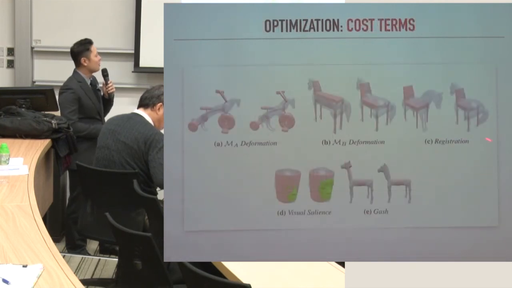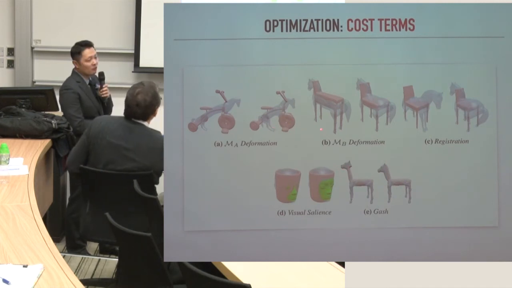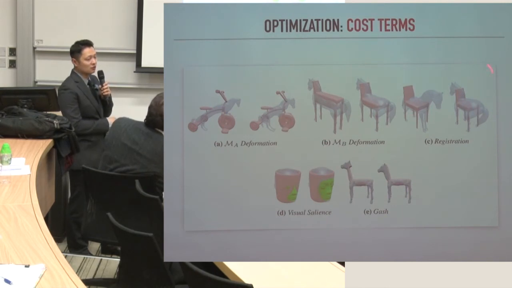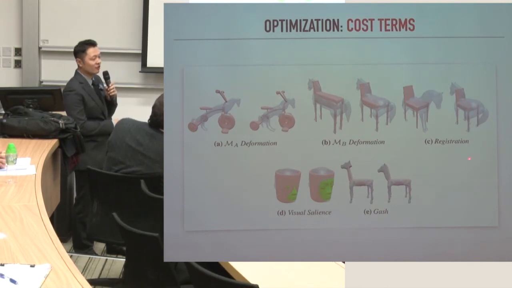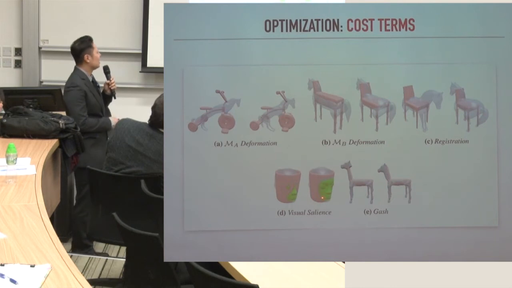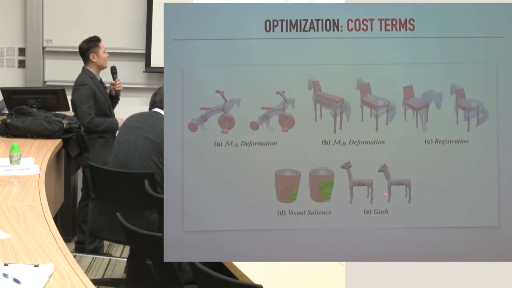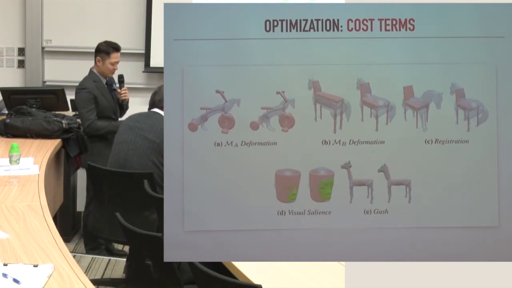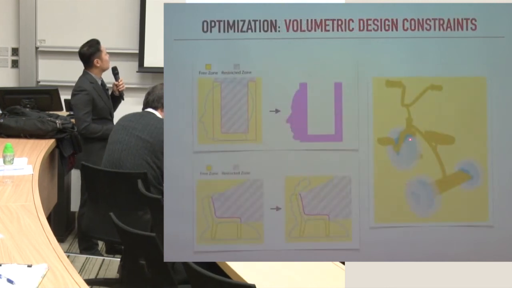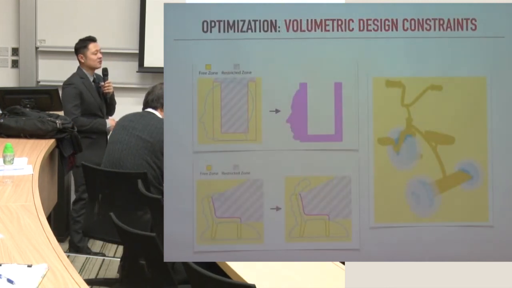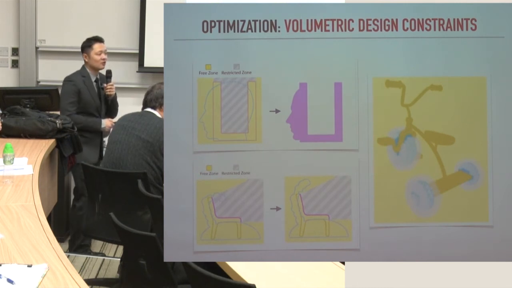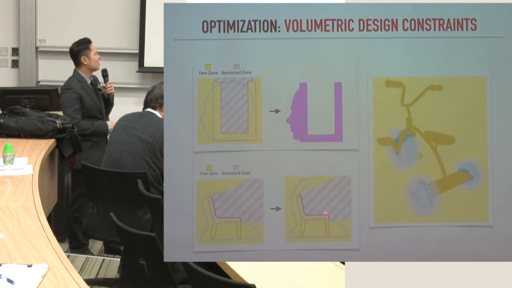So the requirements will be formulated as different cost terms. So it could be the deformation from the animal object or the man-made object, so user can set the rate between them, a registration term to make sure they align, a visualization term to make sure certain interesting areas will be observed in the final design, and a smoothness term to make sure the geometry will be smooth. And we also introduce some volumetric design constraints to make sure certain areas will not be blocked. So that, for example, when you design a mug, you make sure it can contain water. Or a scorpion chair, you can sit, or the tricycle, you can still ride.